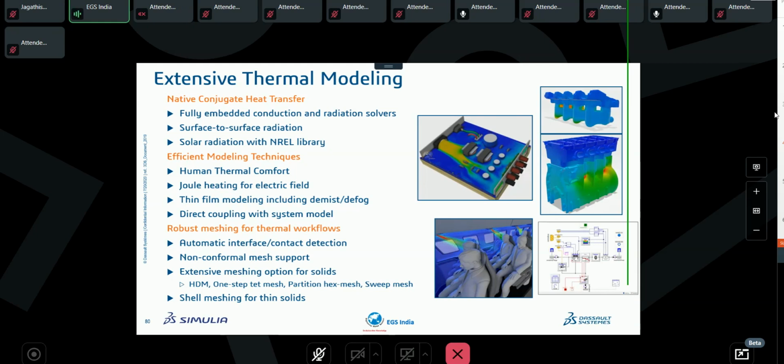After that, we can also do human comfort parameters, where we will be checking PPD or PMV, predicted mean vote, or percentage dissatisfied. So those kinds of parameters can be checked with the help of the fluid mechanics capability that is available. Okay, right.